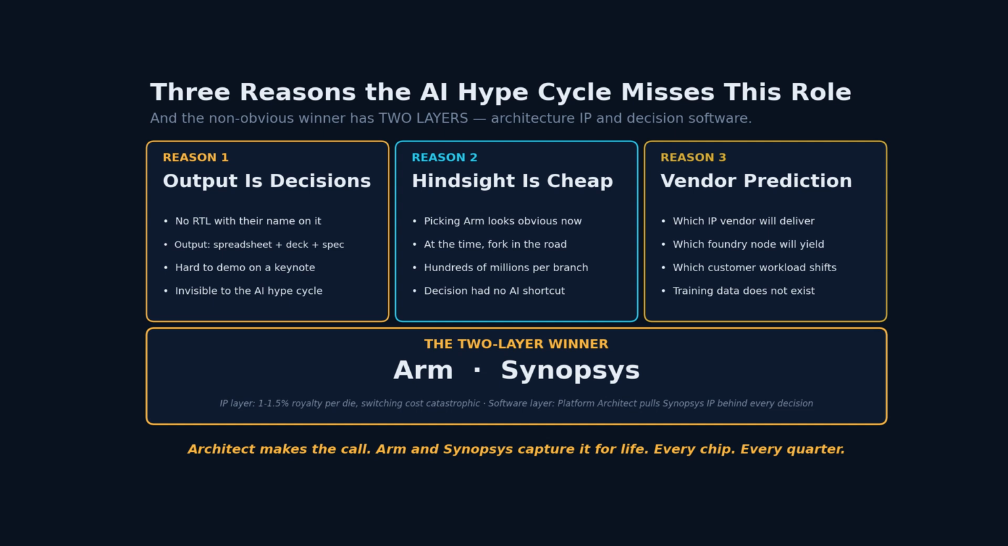Both layers profit per chip designed and per chip shipped. The system architect makes the call. ARM and Synopsys capture it for life. Two software-grade margin businesses that nobody outside the chip industry has heard of. Riding on one signature on one spreadsheet. That is the system architect's job.